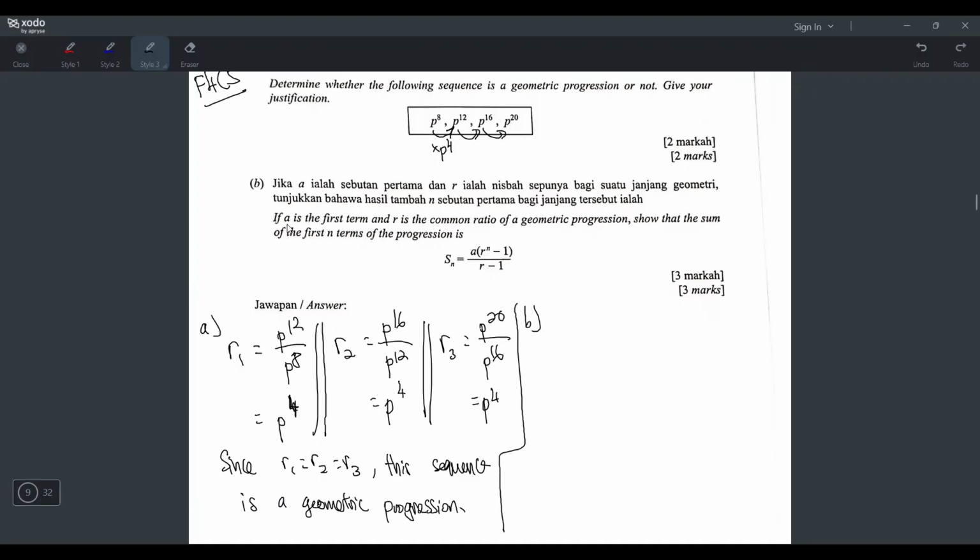B. If A is the first term and R is the common ratio of a geometric progression, show that the sum of the first n terms is this. So this question is asking you to show the Sn formula, or they want you to derive it, basically. And I made a specific video on how to derive the arithmetic progression and the geometric progression formulas, both the Tn and the Sn.